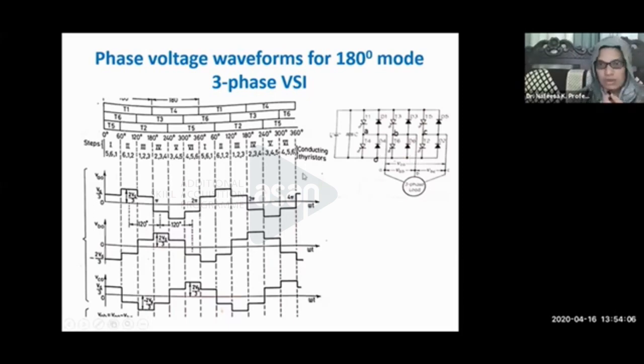So here, this is the output phase voltage waveform from a voltage source inverter. Here we can see that the output voltage varies from Vs by 3, then increases to 2 Vs by 3, then Vs by 3, then minus Vs by 3, minus 2 Vs by 3, minus Vs by 3, and so on. So this completes one cycle of operation. This process repeats, and one cycle is completed in 360 degrees.